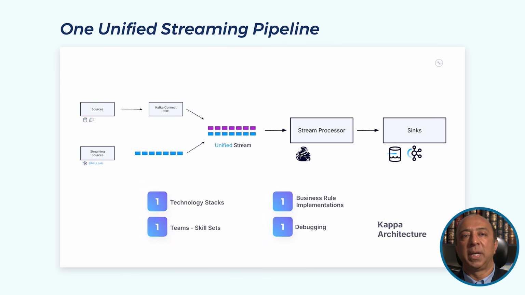The result? One code base, one tech stack, which means one team with one set of skills. And most importantly, all the business logic lives in one place to debug, one place to change the business rules as they evolve. That's a massive reduction in both architectural as well as operational complexity.